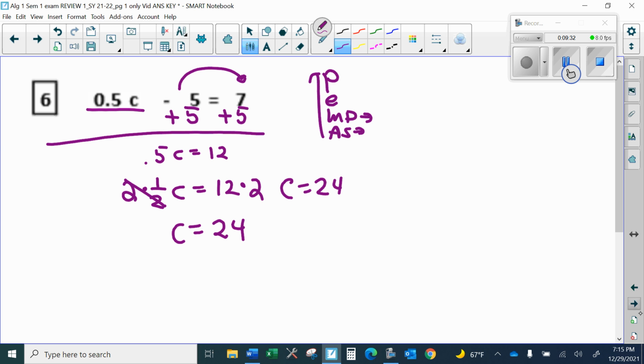So to me, that's probably the easiest way for most of you to do it. Change that decimal to a fraction, and then multiply by the reciprocal. But if you want to get rid of the decimal, you can multiply every term in the equation by 10, because that moves the decimal place over by 1. Now you no longer have decimals.